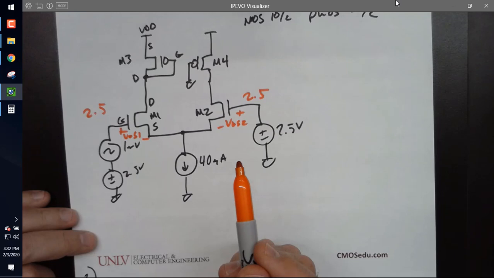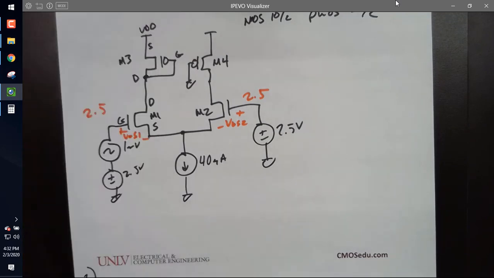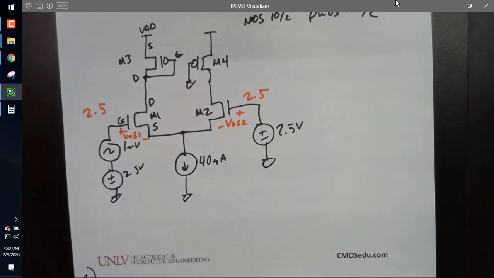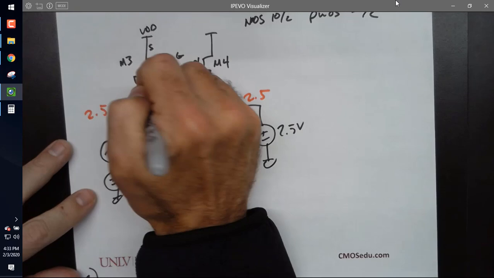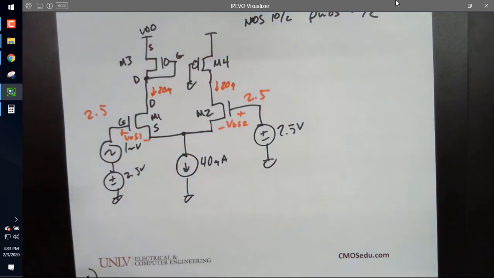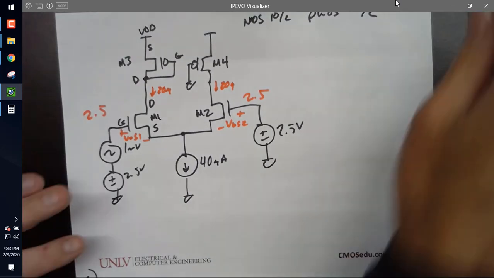Okay, so if the V_GSs are the same, assuming they're in saturation, what can I say about the current flowing in each? They're the same, and what is that current? So far, so good. Did you cover diff amps in 320? All right, that's probably a little advanced. All right, that's what this class is for.